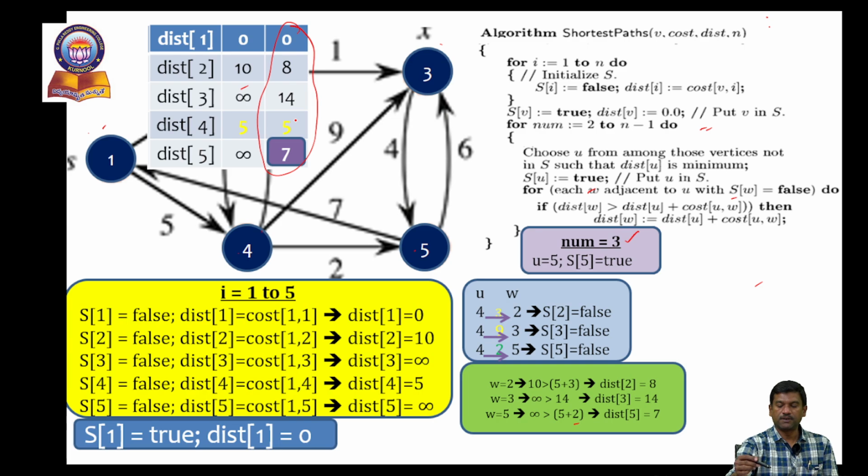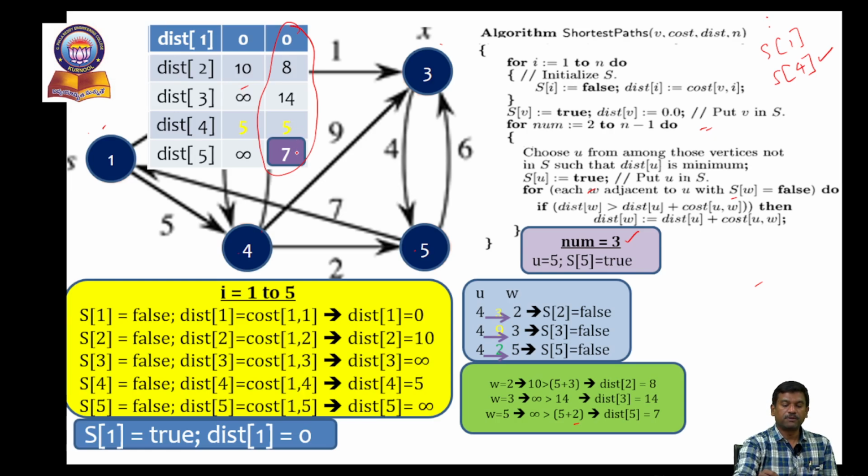Since we have already made S of 1 equal to true, and in the previous step, when num was equal to 2, S of 4 was made equal to true. So from the remaining, what is the minimum, because we have already taken the vertex 4. So that is not the minimum in your next iteration.